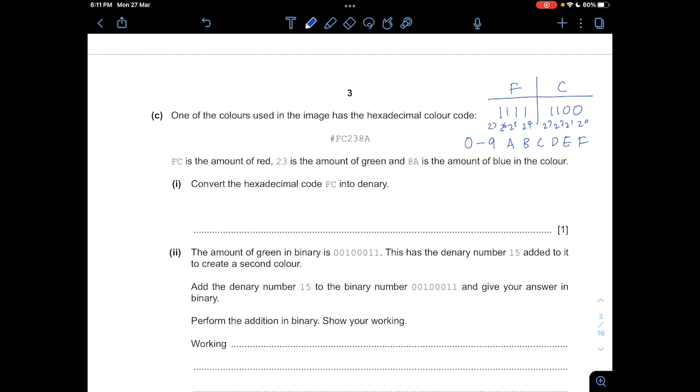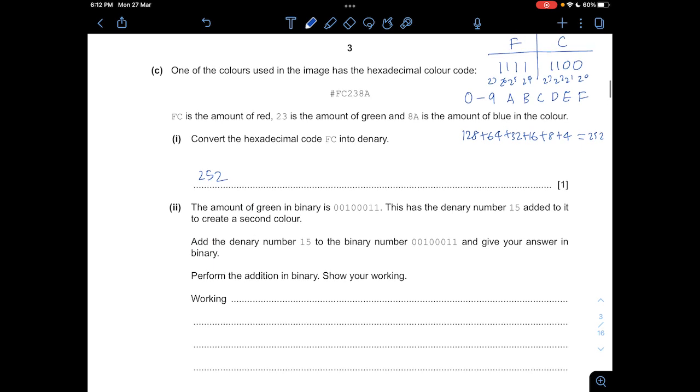So then you add up all the numbers together. So here 2 power of 7, we know that it's 128. So 128 plus 64 plus 32 plus 16 plus 8 plus 4, and then you'll get the answer, which is 252. Yeah, so you get the answer, which is 252. That's for hexadecimal.